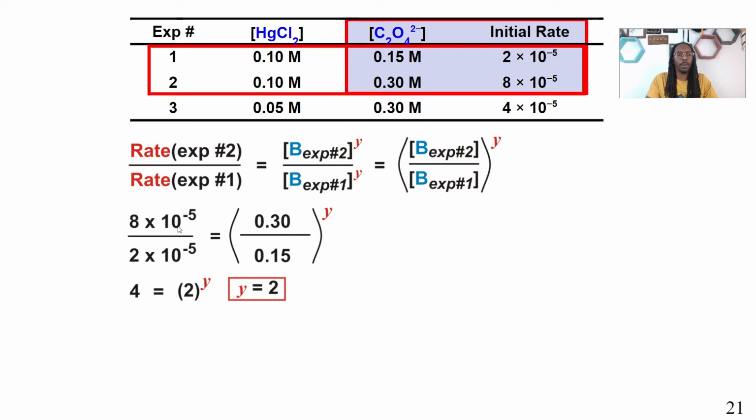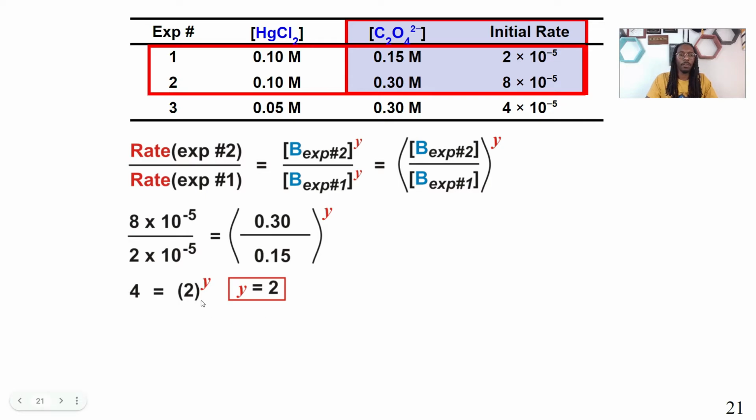So if I do my math here, 8 times 10 to the negative 5 divided by 2 times 10 to the negative 5, I'm going to get 4. And then 0.3 divided by 0.1 gives me 2. All right. And if we look at it, we can see that if 2 raised to y equals 4, the only thing that's going to get me to equal 4 is that this y must be 2. All right. So that means that my order is second order. We have second order for this particular concentration.